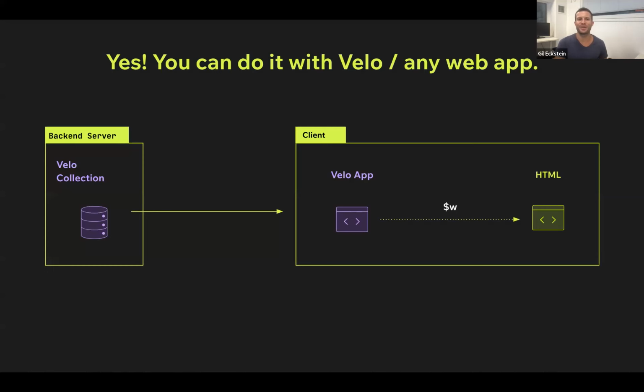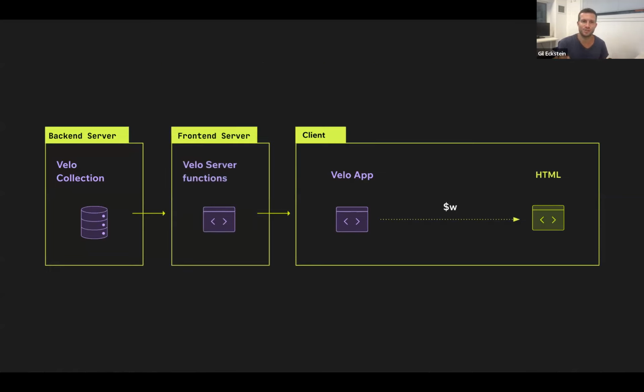So again, going over the Velo example, before that, I used to send all the data from the backend, from the Velo collection, to the client side, and use $W to update the HTML. And now I just put the front-end server in the middle and put all the logic, all the business logic, in the front-end server, and then I send just the data to the client application to update the HTML.